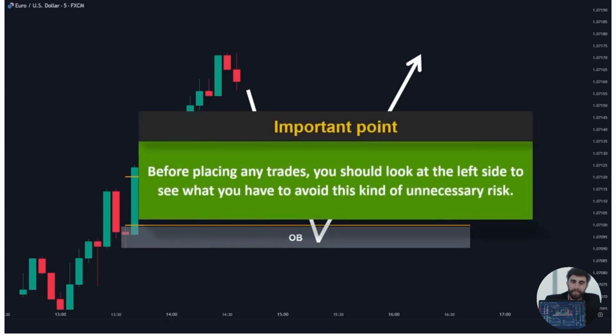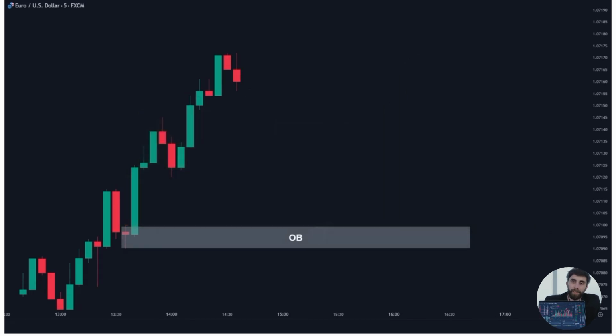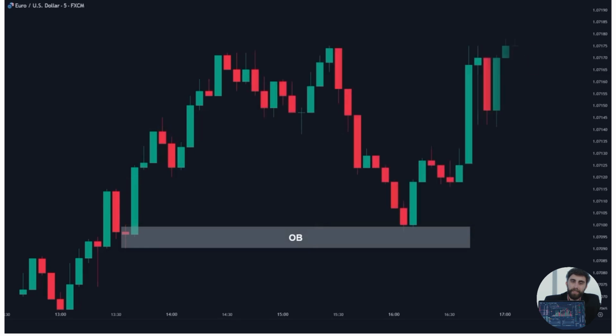First, before placing any trades, you should look at the left side to see what you have, to avoid this kind of unnecessary risk. Second, when this pattern is formed, and we have a gap and another valid order block precisely under the first one, we don't consider this break a valid change of character, since there is a high chance for this move to be just a liquidity grab and does not necessarily mean a reversal is coming.